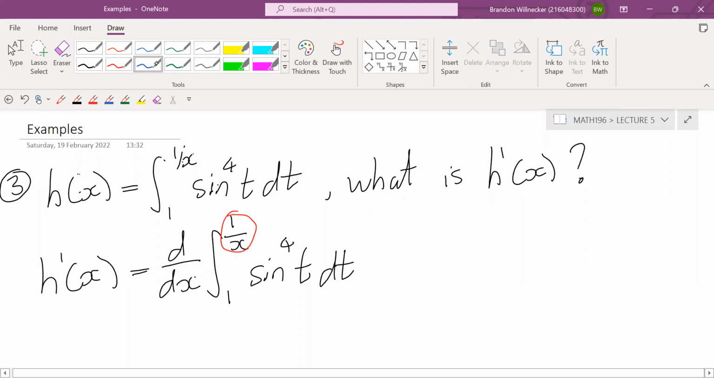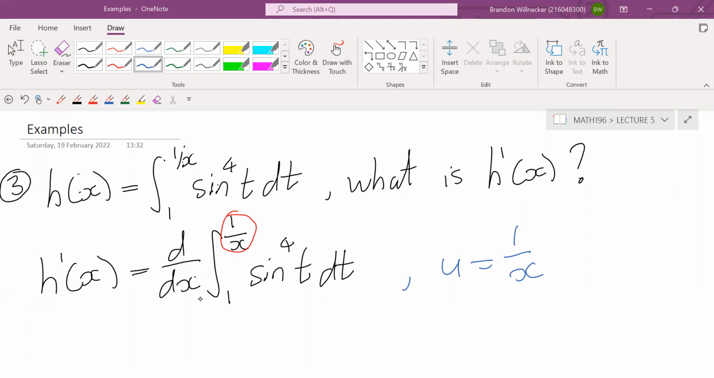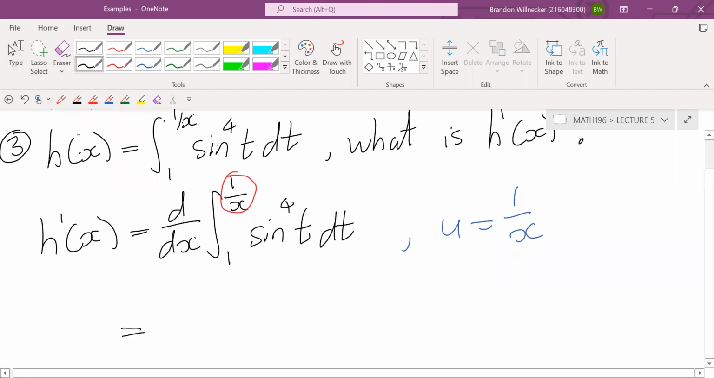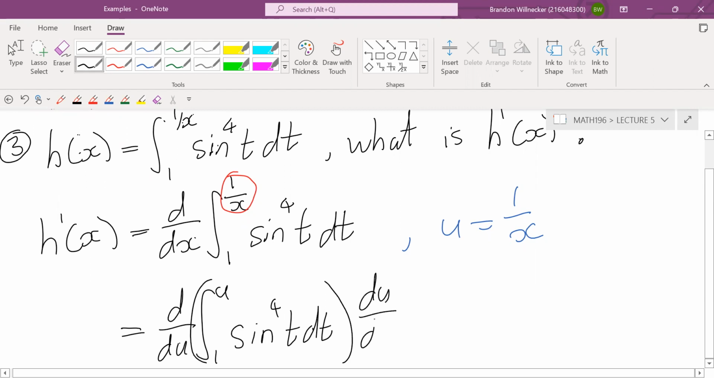Okay, but that's easily fixed, because instead of writing 1 over x, we can do that little substitution trick to make the upper bound just a single variable, not a function of a variable. So we do the little trick, u is equal to 1 over x. So now instead of doing d by dx, it becomes d by du and then du by dx. Again, chain rule. So d by dx now becomes d by du of the integral from 1 to u of sine to the 4t dt. But remember the chain rule, we need du by dx as well. That's du by dx. Okay, good.